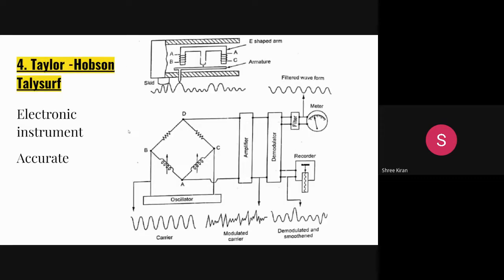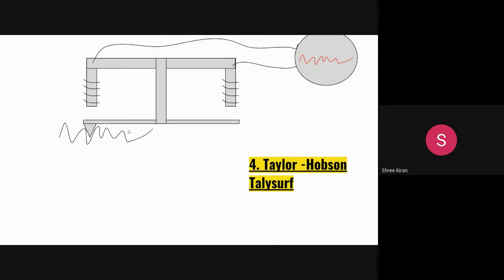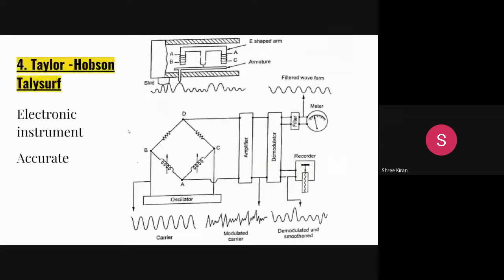Then comes the Taylor-Hobson's Taylor Surf. In the case of Taylor, it is an electronic instrument mainly used for measuring the accuracy of the instrument.